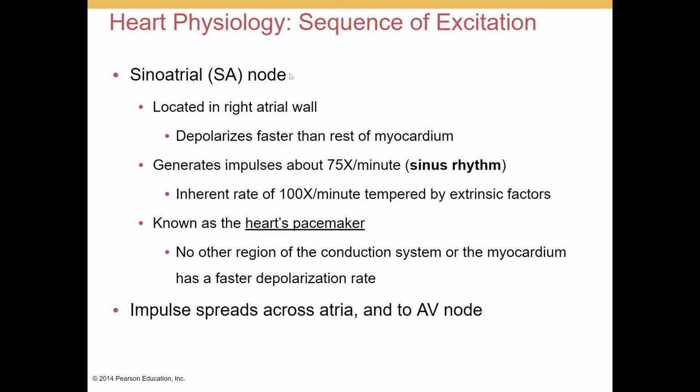The SA node is located in the right atrium. It depolarizes the fastest, so it's going to generate an impulse at about 75 beats per minute. That's called the sinus rhythm.